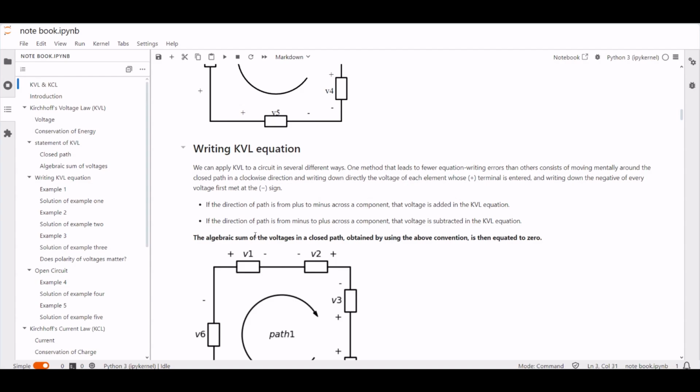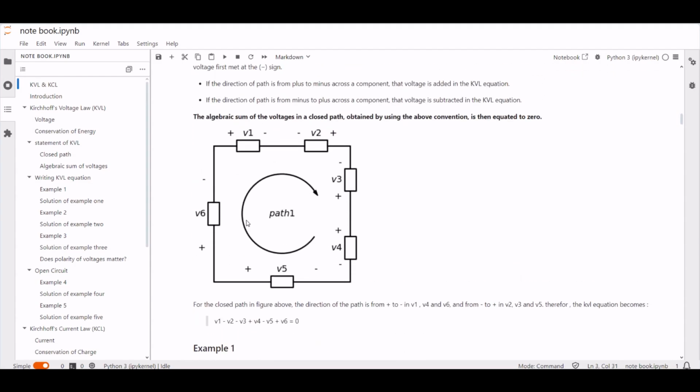So, if the direction of the path is from plus to minus across a component, that voltage is added in the KVL equation. Or, if the direction of the path is from minus to plus across a component, that voltage is subtracted in the KVL equation. At the end, the algebraic sum of the voltages in a closed path obtained by using the above convention is then equated to 0.